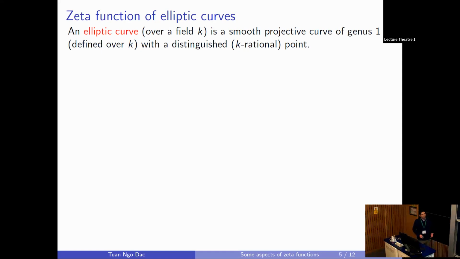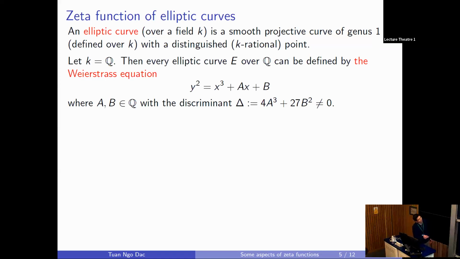Then, as I said before, there are many generalizations of the zeta function. I have talked about the Dedekind zeta function. Another important kind of zeta function is the zeta function of elliptic curves. This is a mathematical definition of elliptic curves: a smooth projective curve of genus 1 over a field K with a distinguished point. But we will see very soon that it is very simple.